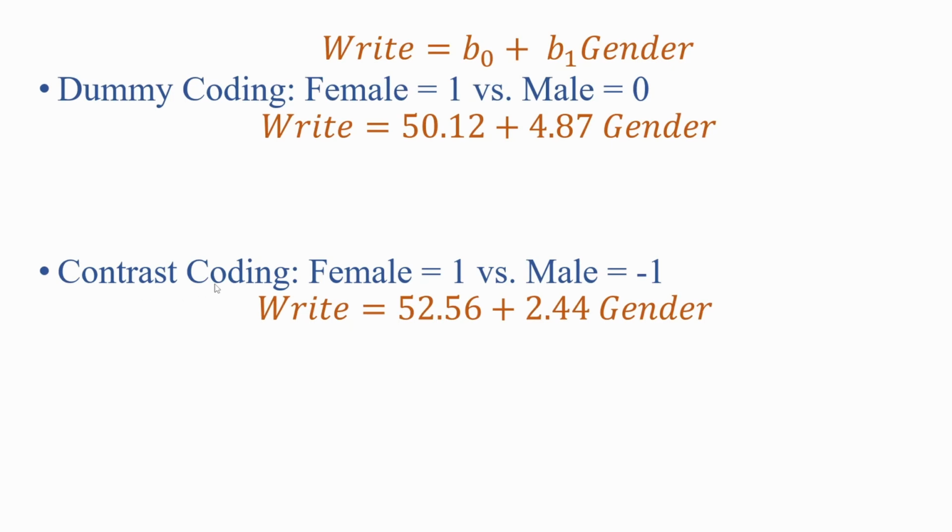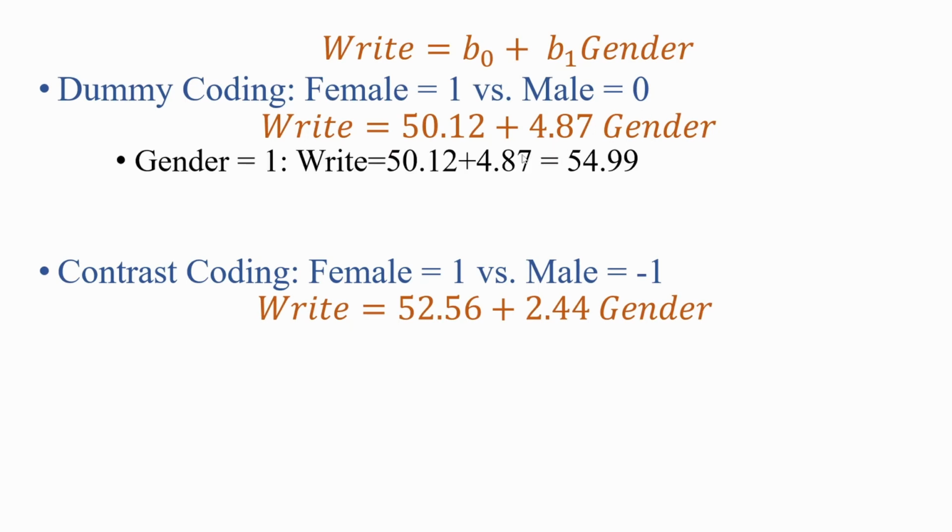The question becomes: what do they mean? What are the differences? We can see that these two types of coding result in different intercepts and slopes. So how can we understand this? In order to understand this, let's first look at the dummy coding. If we want to calculate the writing score for the female, we can replace gender with 1.